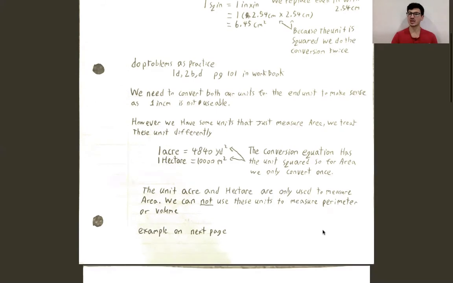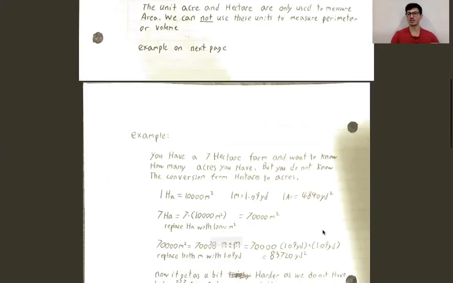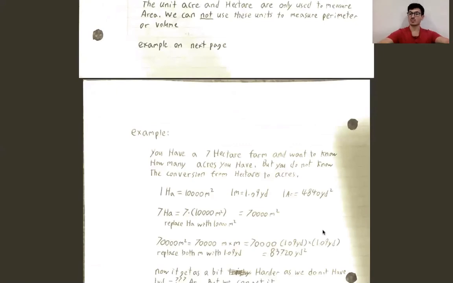Okay, so let's go into an example of how to use these. Let's say you have a 7-hectare farm and you want to know how many acres you have. Well, you could bring your phone up and Google it, but let's say you have no internet connection, you have no phones, and you don't know the direct conversion from hectares to acres. But you do know, because everybody memorizes this, that 1 hectare is 10,000 meters squared, that 1 meter is 1.09 yards, because everybody knows that one, easy, and 1 acre is 4,840 yards squared.